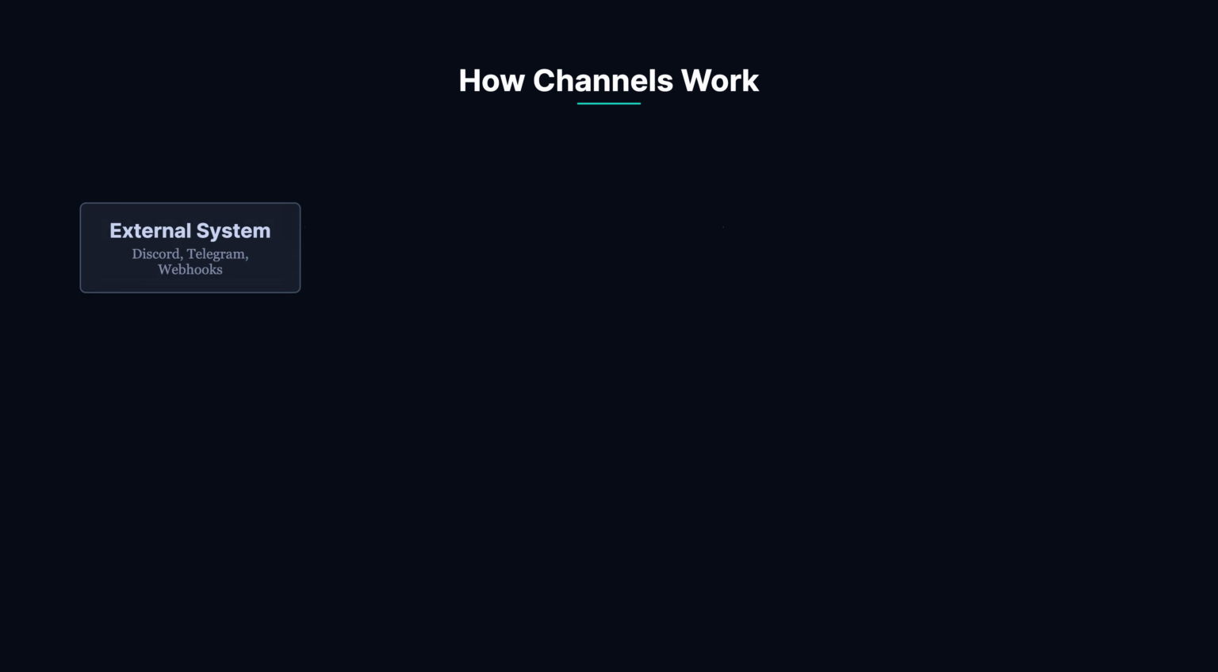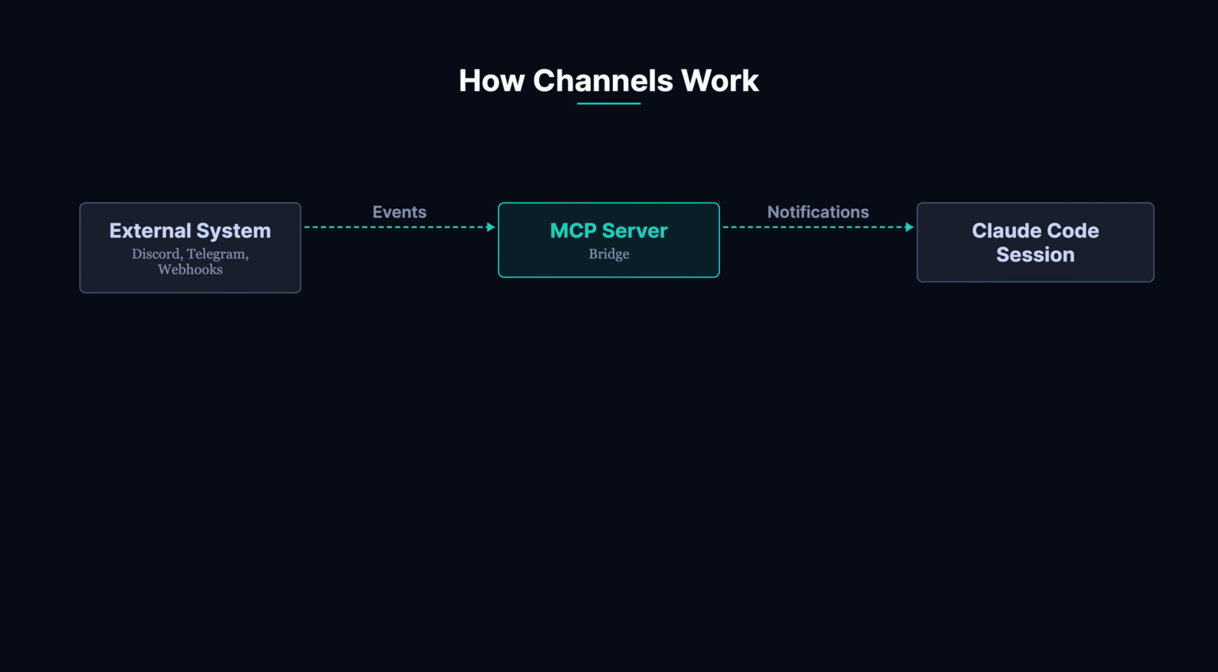So how do channels work? Under the hood, channels are an MCP server. The server acts as a bridge between an external system, such as Discord, and Claude Code. Events come in and can be processed or handled by the MCP bridge, and then passed into the Claude Code session. There are two types of channels, one-way channels and two-way channels.